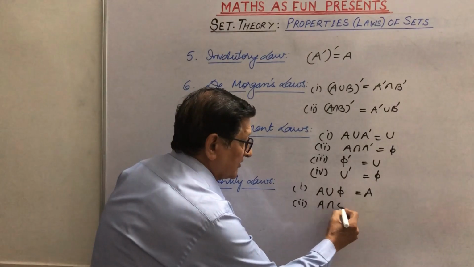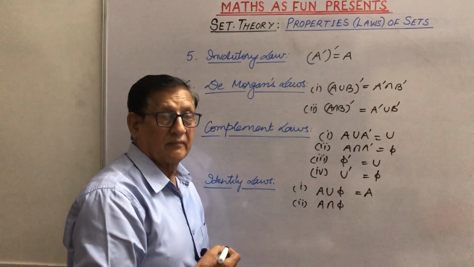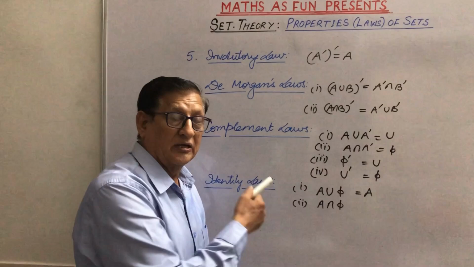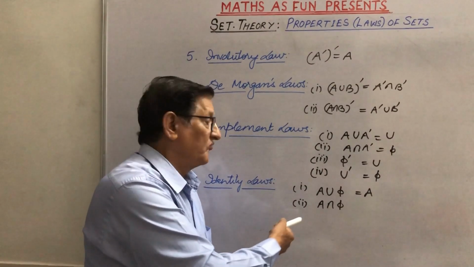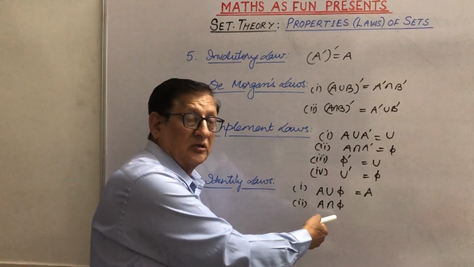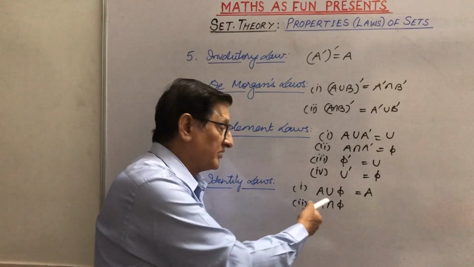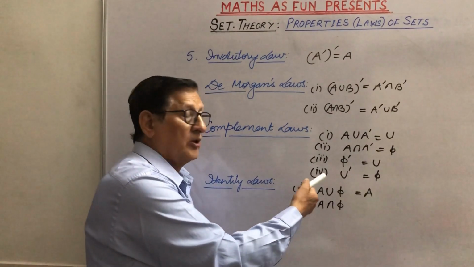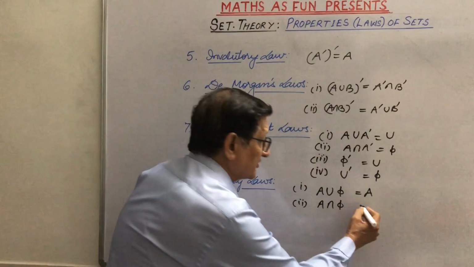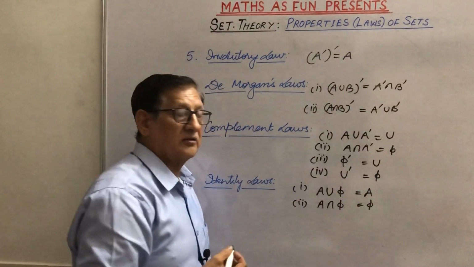Second is A intersection phi. A intersection phi means common elements in phi and A, but phi does not contain any elements, and that's why there will be no common element in this, and that will be equal to phi only.